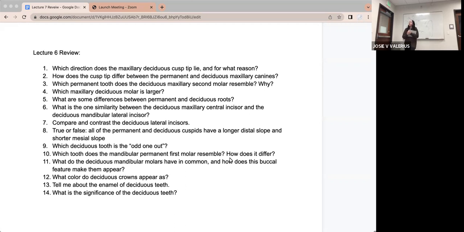And then tell me about the enamel of deciduous teeth. It's very thin. What else? It has consistent thickness as well. So it's not thicker in some areas and not in others. It's thin and consistent. And then what is the significance of deciduous teeth? There's three. There's placeholders, job development, and, oh, I think placeholders.